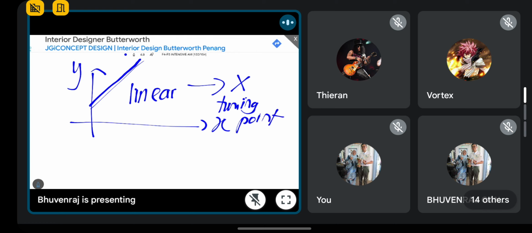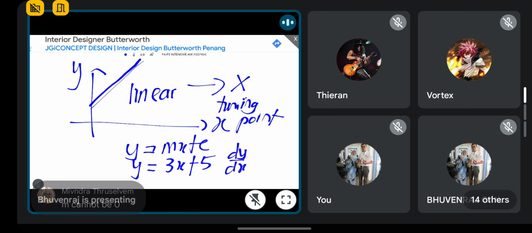And I can prove it to you guys also. Saya boleh buktikan. This is in the form of y equals mx plus c. Katakanlah, I give an equation for this. I just simply put 3x plus 5. dy over dx, what do you get guys for this? Apa nilai untuk dy dx ni?